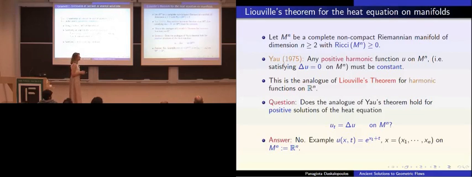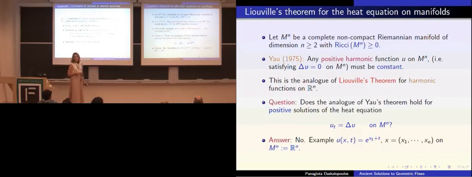An old result of Yau, dating back to 1975, says that any positive harmonic function on a complete non-compact Riemannian manifold with no negative Ricci curvature must be a constant. And so this is the analog of Liouville's theorem for harmonic functions on R^n.